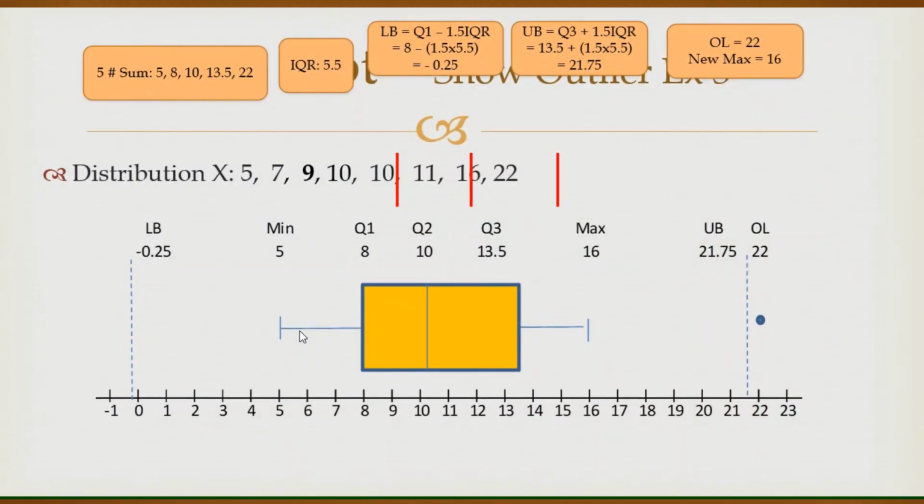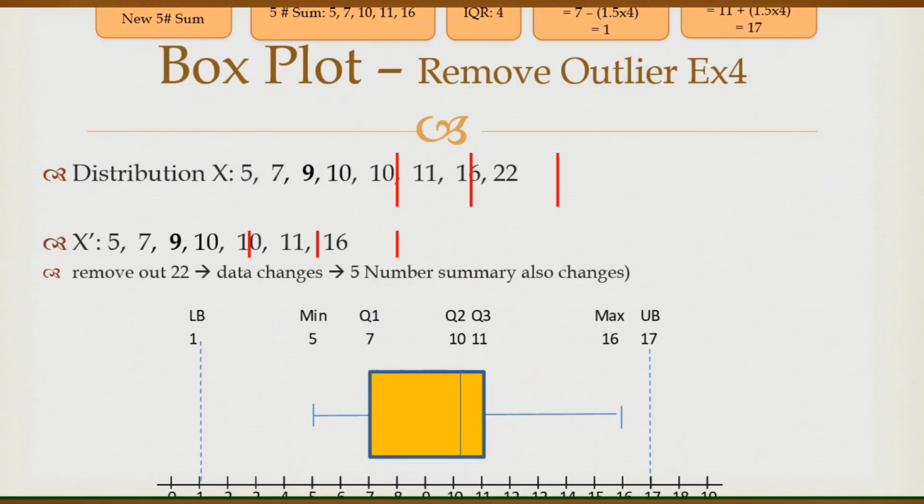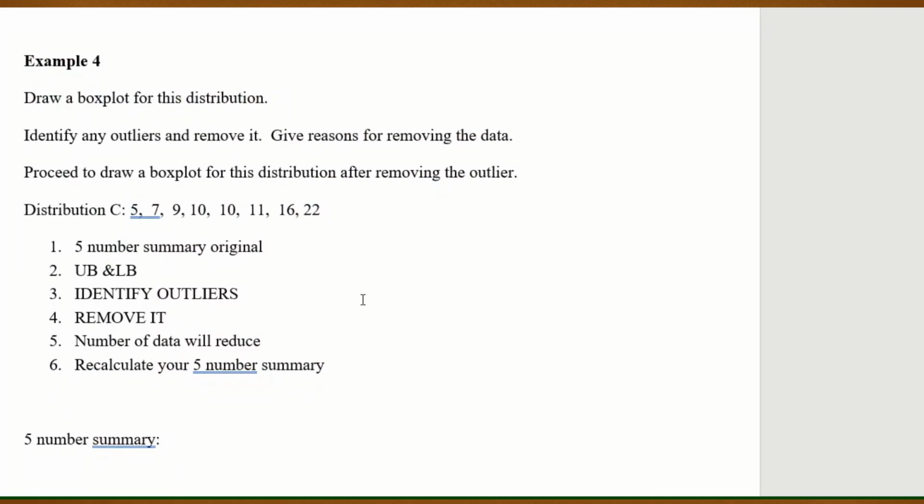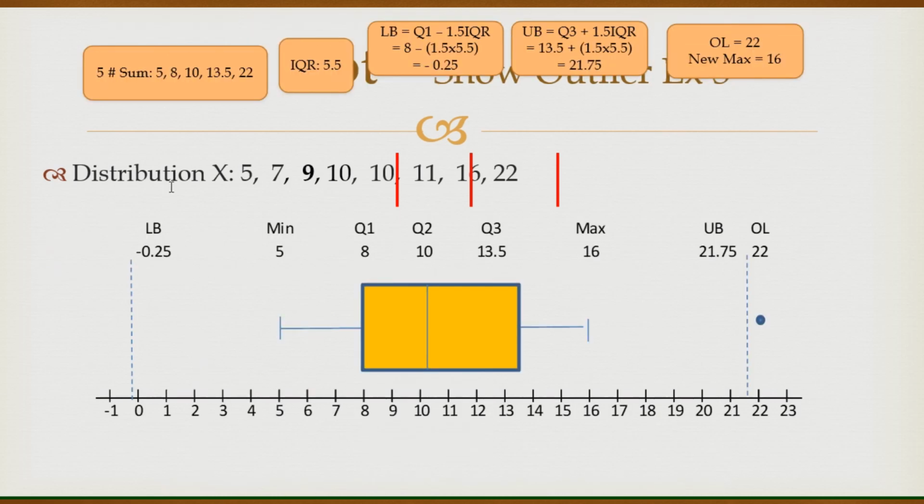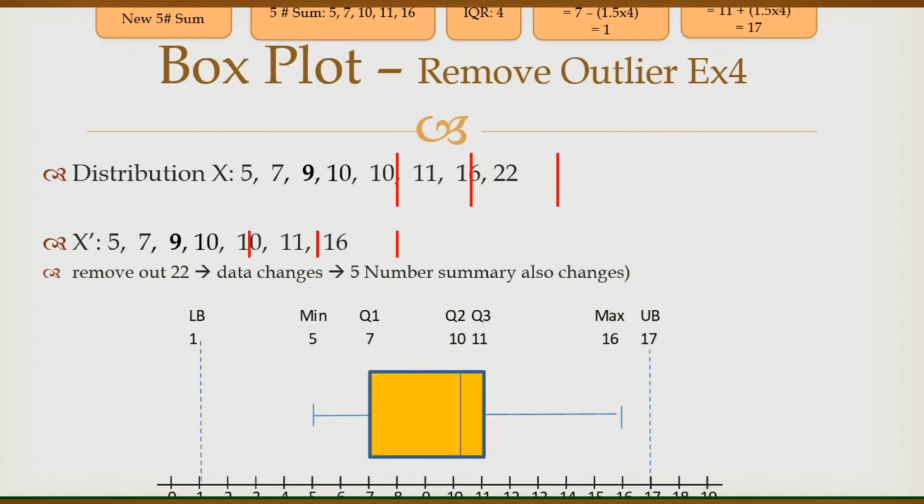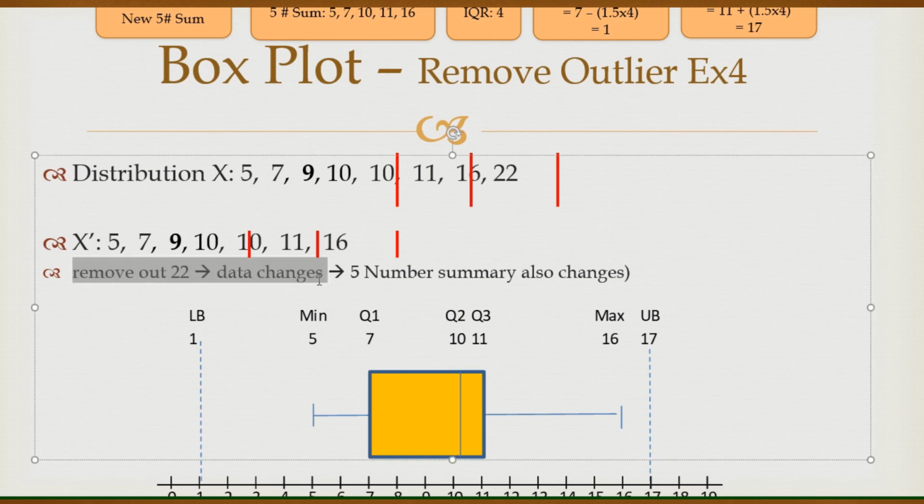So I'll show you the slide. We are moving on to the slide now. So this is the data that you see here, 5, 7, 9, 10, 10, 16, 22. Basically, in this question, this data and this data is the same. So you no need to do double job. You already know 22 is an outlier, right? You already know that. So you're going to remove 22. Now you're going to calculate the new 5-number summary. That's it.